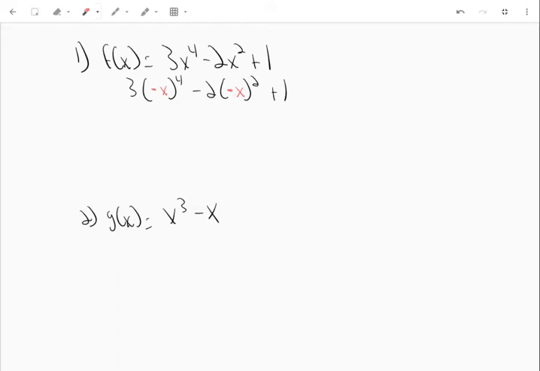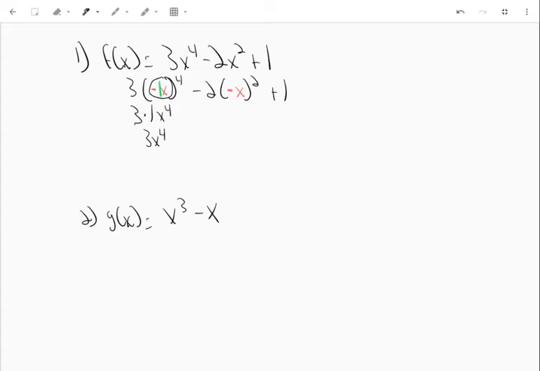Let's first look at the first term, 3 times negative x to the power of 4. What this really means is 3 times negative 1 x to the power of 4. The parentheses applies just to this part, so I'm going to raise negative 1 and x to the power of 4. Negative 1 to the power of 4 is positive 1, and x to the 4th is x to the 4th. So 3 times 1x to the 4th is going to be 3x to the 4th.